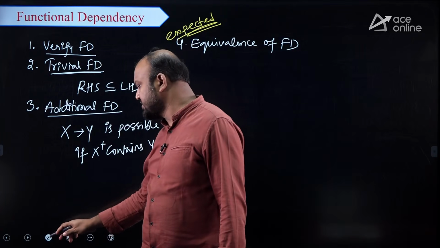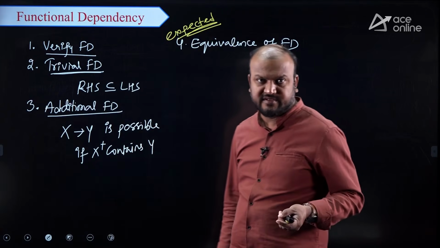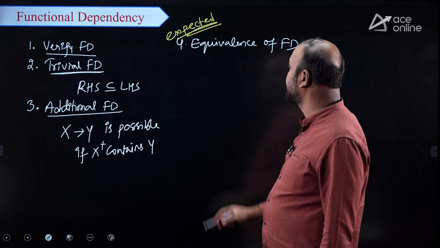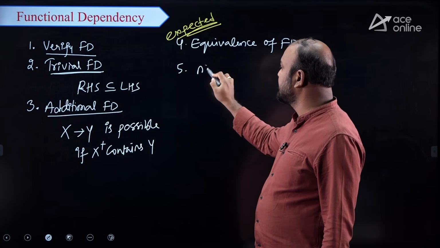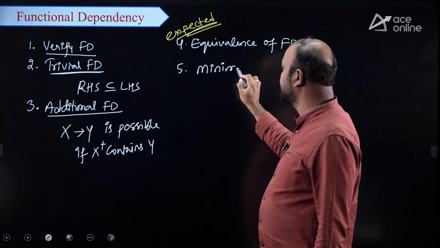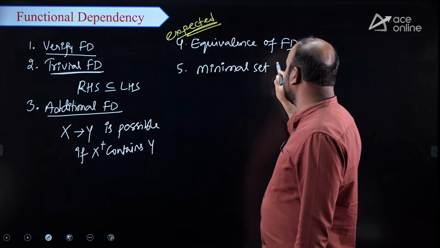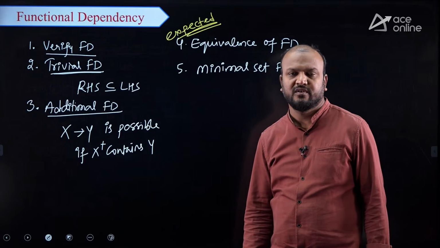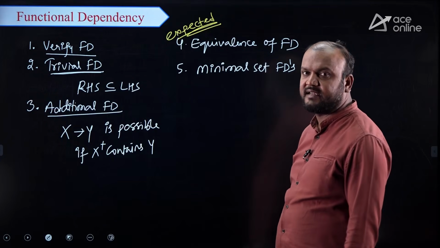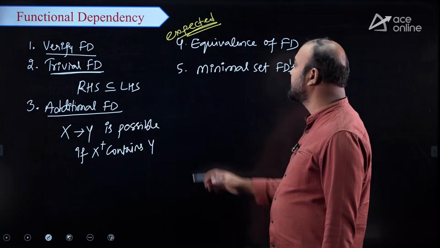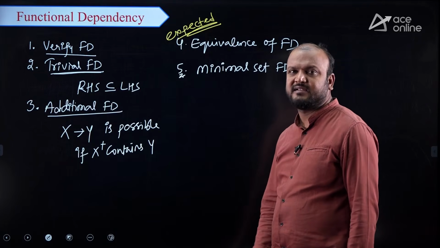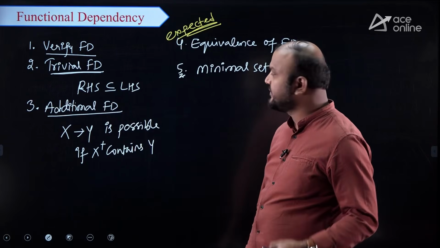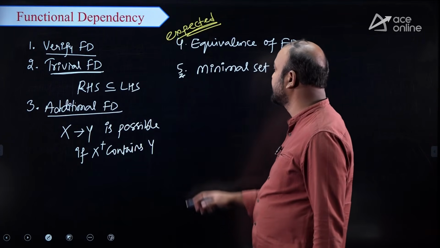And what kind of questions are possible to be asked, I have discussed during the live sessions and during the physical classes also. And fifth is on minimal set of functional dependencies. In 2017, only one question was asked, but after that and before that no question asked, but still scope is there for minimal set. Instead of asking in a regular way, maybe you may expect in a different way, minimal set of FDs.